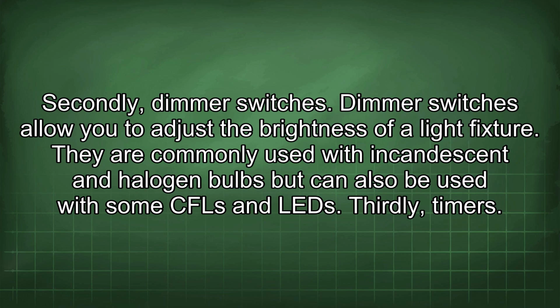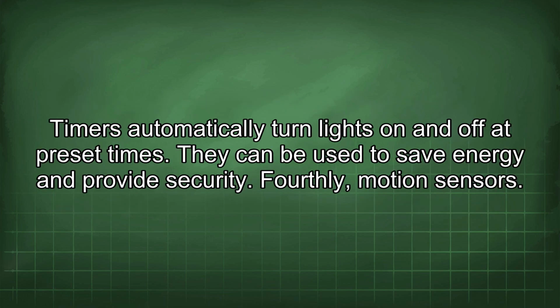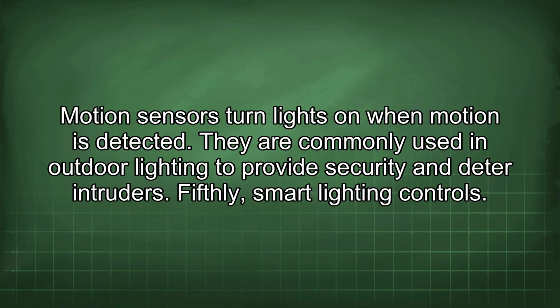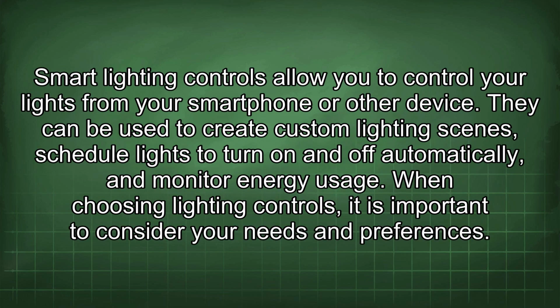Thirdly, timers. Timers automatically turn lights on and off at preset times. They can be used to save energy and provide security. Fourthly, motion sensors. Motion sensors turn lights on when motion is detected. They are commonly used in outdoor lighting to provide security and deter intruders. Fifthly, smart lighting controls. Smart lighting controls allow you to control your lights from your smartphone or other device. They can be used to create custom lighting scenes, schedule lights to turn on and off automatically, and monitor energy usage.